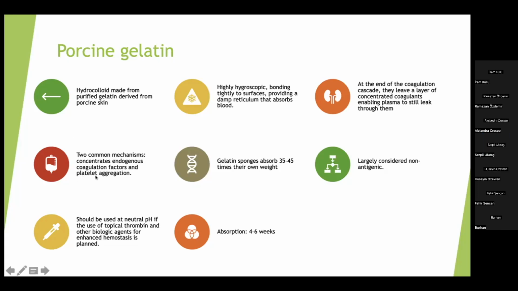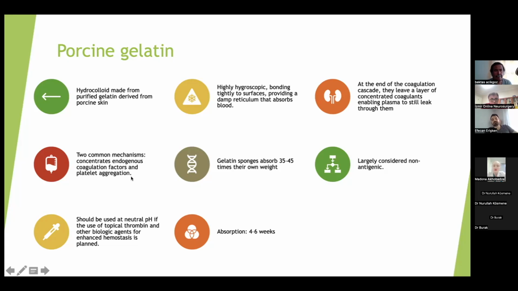There are two main common mechanisms. One is that it concentrates endogenous coagulation factors and promotes platelet aggregation. And one thing you can always notice is that once the gel foam is applied over a bleeding area, it swells up, and gelatin sponges actually absorb 35 to 45 times their own weight. It is mostly considered non-antigenic, even though it is made from porcine skin gelatin. It undergoes so many processes before being produced as the actual product, so it is considered non-antigenic. It should be used at neutral pH if we are using topical thrombin or other biologic agents along with it. And usually it gets absorbed in 4 to 6 weeks.